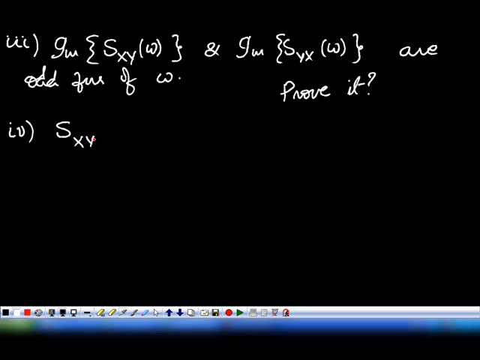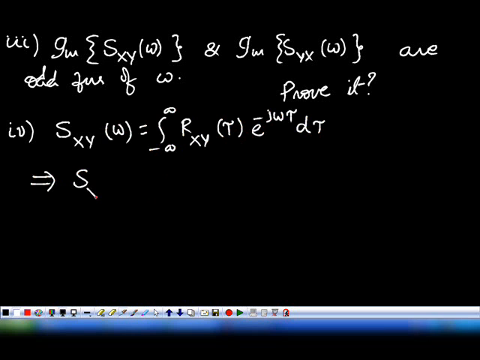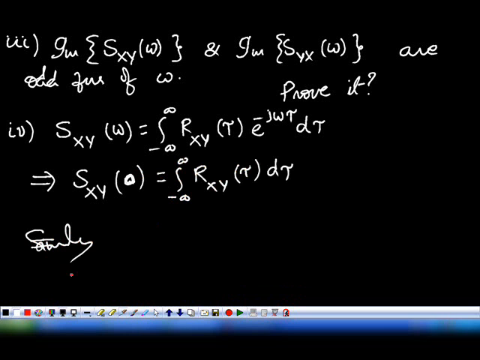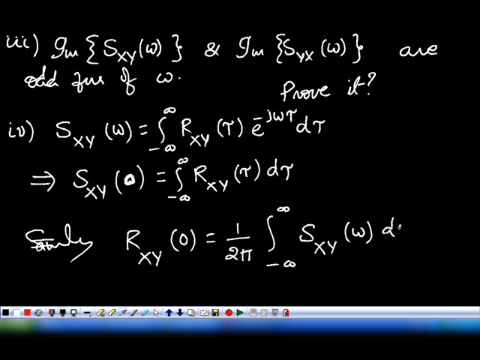Another property: we already know that Sxy of zero is equivalent to the integral from minus infinity to plus infinity of Rxy of tau d tau. So this implies the area under the cross correlation function is equivalent to Sxy of zero. Similarly, we have Rxy of 0 equivalent to 1 by 2 pi times the integral from minus infinity to plus infinity of Sxy of omega d omega. Is it clear?